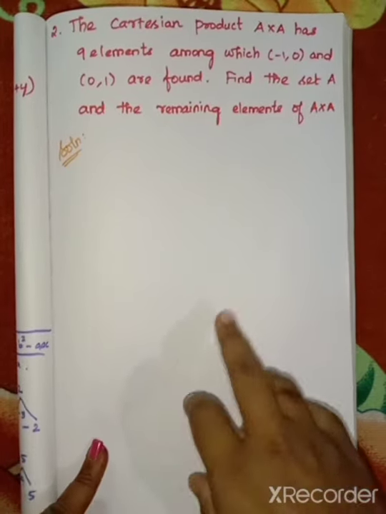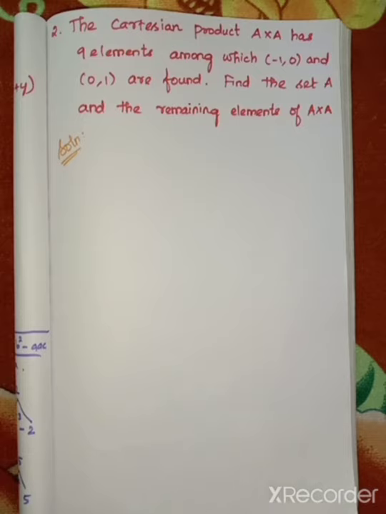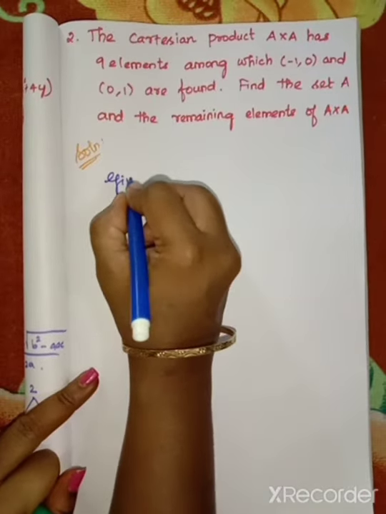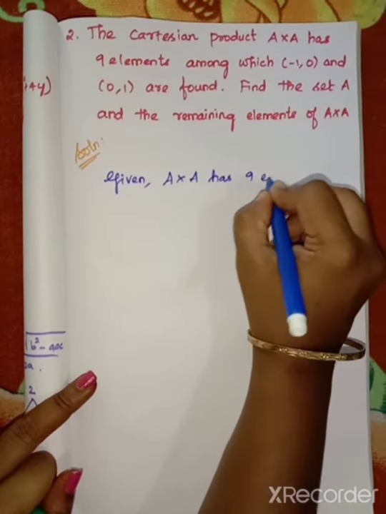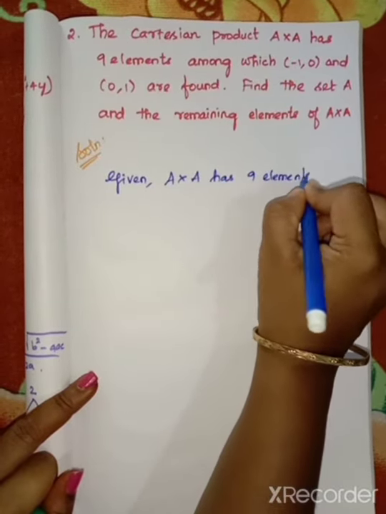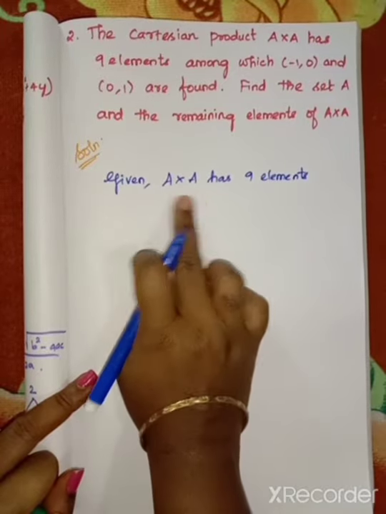Second question, the Cartesian product A cross A has 9 elements among which minus 1, 0 and 0, 1 are found. Find the set A and the remaining elements of A cross A. First of all, what is given? A cross A has 9 elements. So both are the same set.